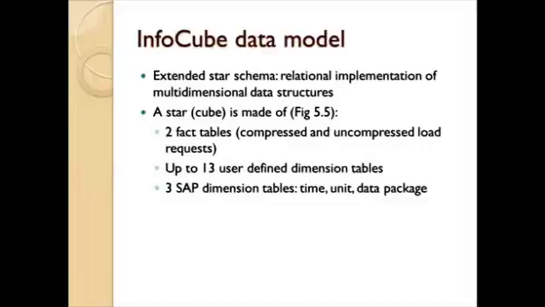An example is shown in figure 5.5 in the book. An extended star schema. Basically, a star or a cube is made of two fact tables. Okay. Now in the book, I know it only shows one fact table, but in BW we can actually have two. One is compressed, the other is uncompressed. And then the fact table is connected with up to 13 user-defined dimension tables.